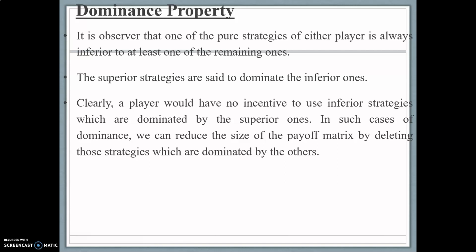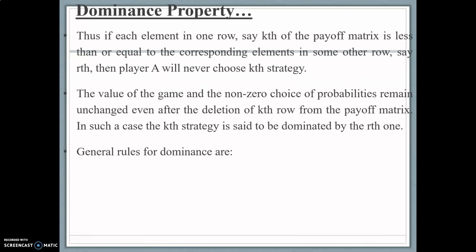The superior strategies are said to dominate the inferior ones. This is so obvious, right? Clearly, a player would have no incentive to use inferior strategies which are dominated by the superior ones. In such cases of dominance, we can reduce the size of the payoff matrix by deleting those strategies which are dominated by others. So there is a 50-50% chance of both of them winning, right? In case of a dominant strategy, obviously the player having the dominant strategy will win. But to have a fair game or reduce the inequality, we reduce the size of the payoff matrix, right?